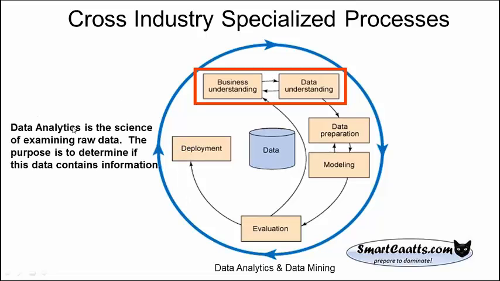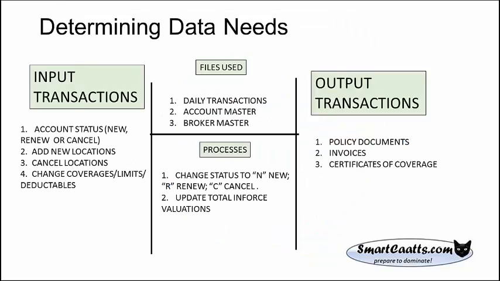So, there's my little definition of data analytics. It's a science of examining raw data. The purpose is to determine if the data contains information. The information could be good news or bad news. Good news: we ran through 100 million checks, not one duplicate, and here's the criteria that we used. You know, management might like that.